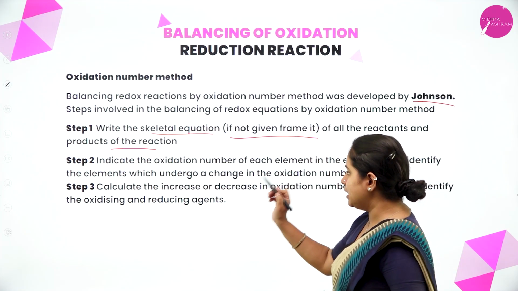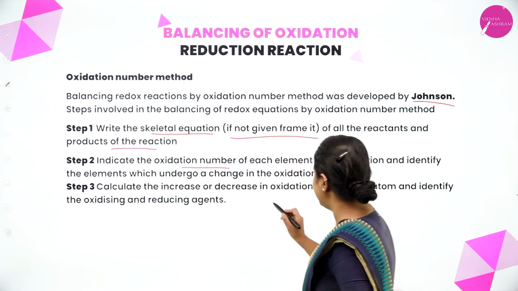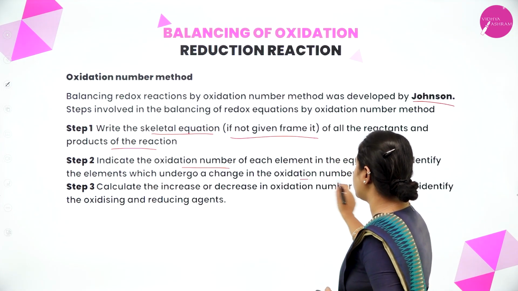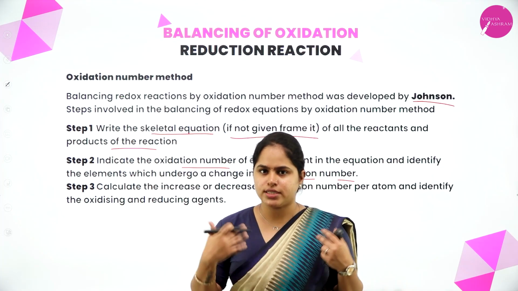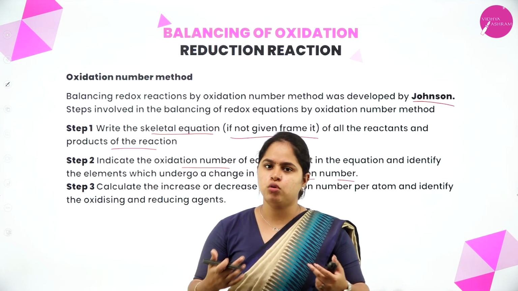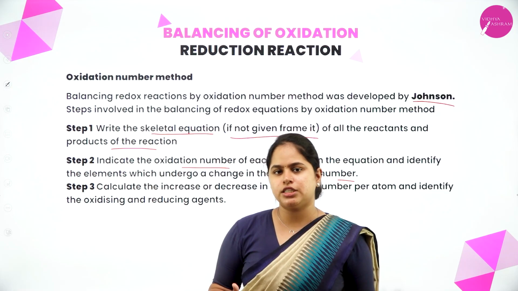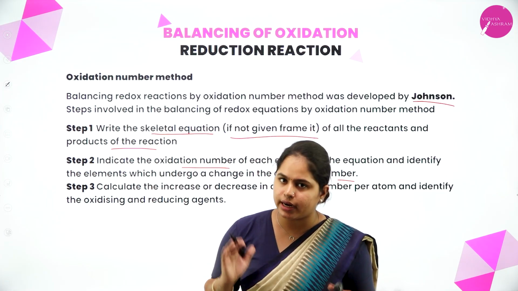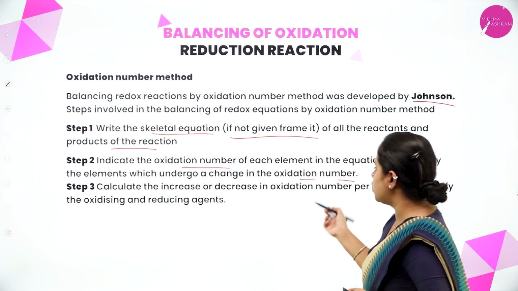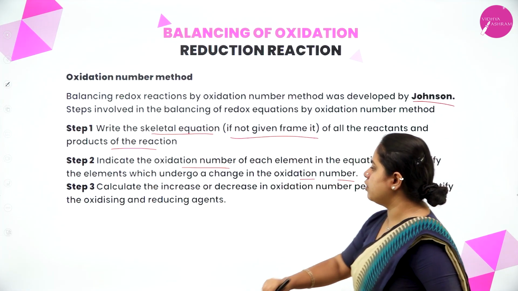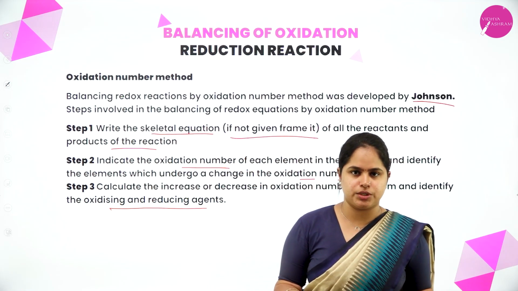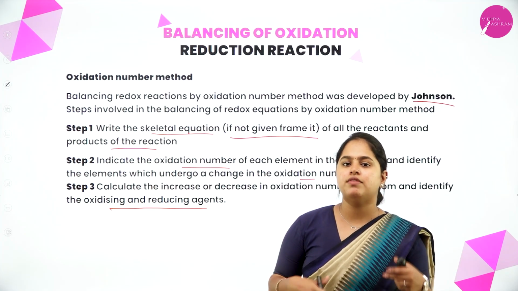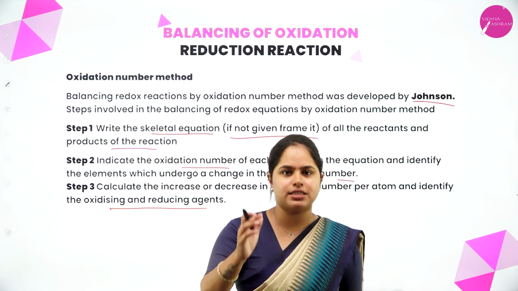Now second step is indicate the oxidation number of each element in the equation and identify the elements which undergo a change in oxidation number. So we already know how to assign oxidation number. We have studied the rules for that. So by assigning oxidation number, we have to determine which element is undergoing oxidation, which is undergoing reduction, right? Calculate the increase or decrease in oxidation number and identify the oxidizing and reducing agent. Fine. So once we get to know the oxidation number, we can identify which is the oxidizing agent and reducing agent. That's the third step.